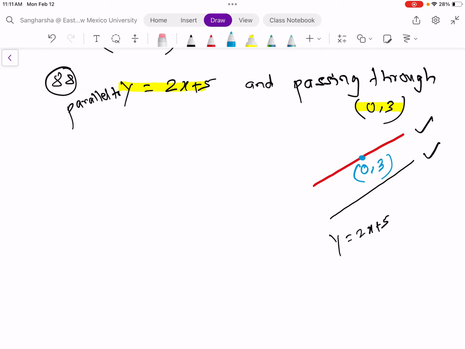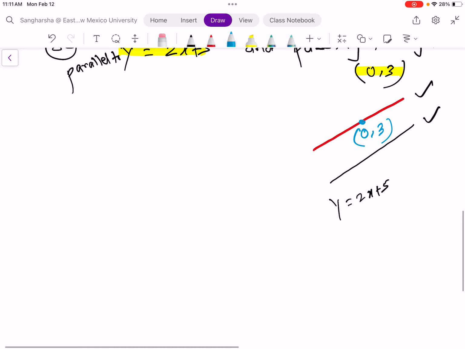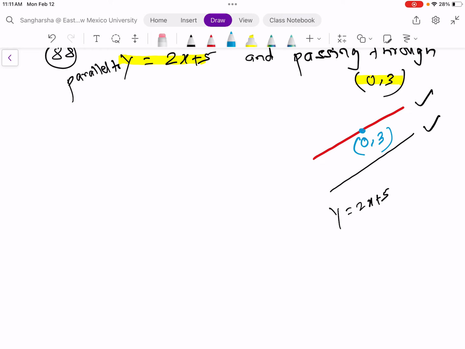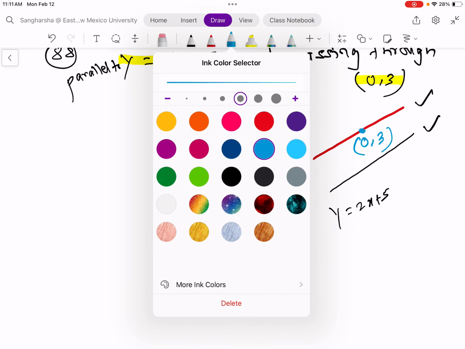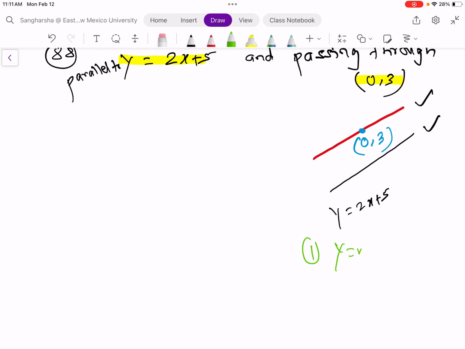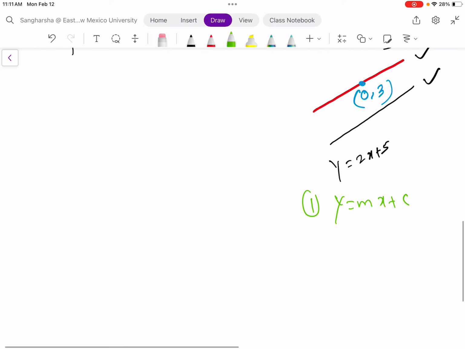Now how do we find the equation of a line? Every time you are asked to find or write the equation of a line, you have two options to choose from, okay? The very first is you're going to use y equals mx plus c, slope intercept form, or you're going to use point slope form, y minus y1 equals m times x minus x1. Every time, not in this case only, if you are asked to write down the equation of a line, you're going to use these two options.